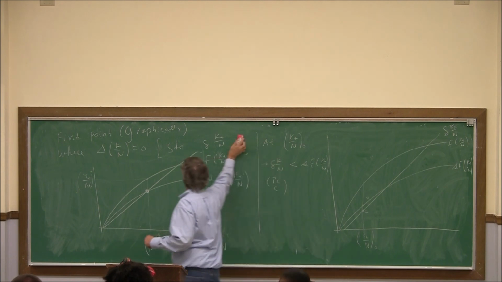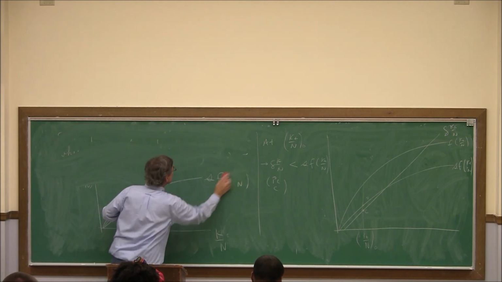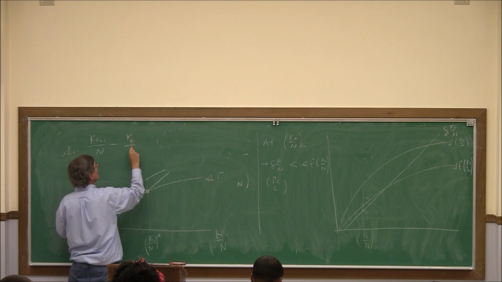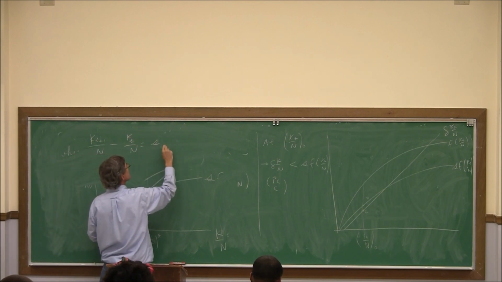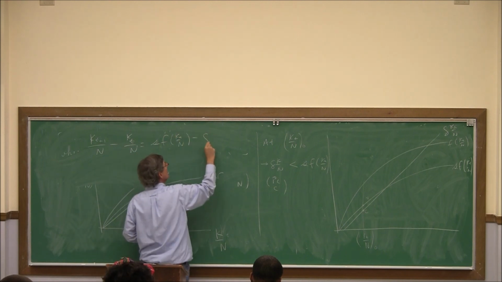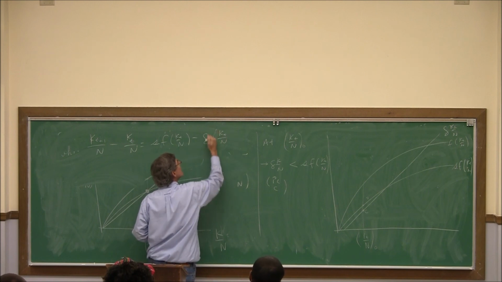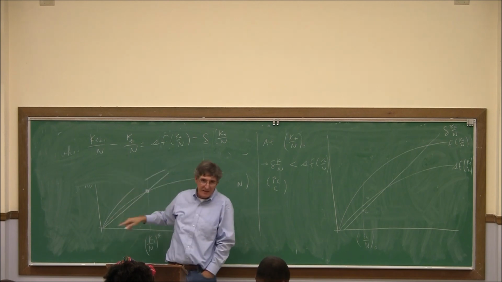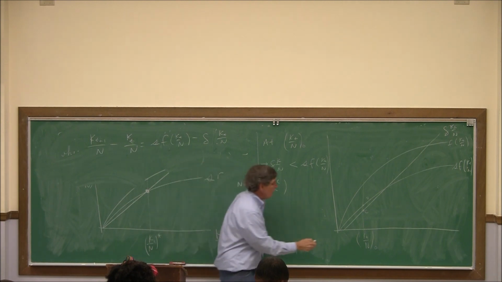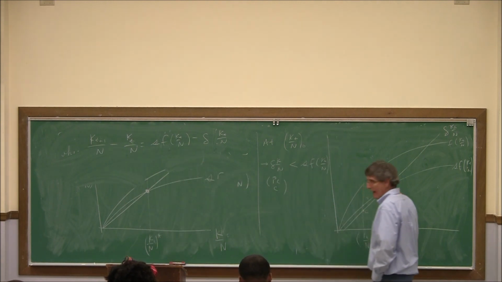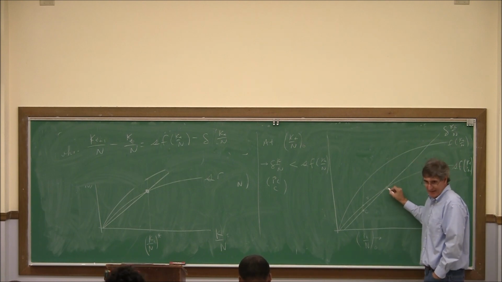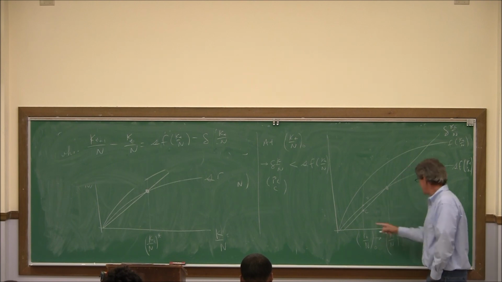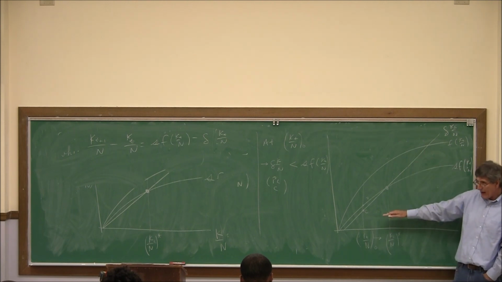Remember that K T plus 1 over N minus K T over N is S F of KT over N minus delta KT over N. So if this is bigger than this, what's happening to the capital stock? It's increasing. K over N is going up. So we'll move in that direction until we hit what? The steady state. And so this model says we'll grow over time until we hit this steady state. If we're on this side, we'd move in that direction.